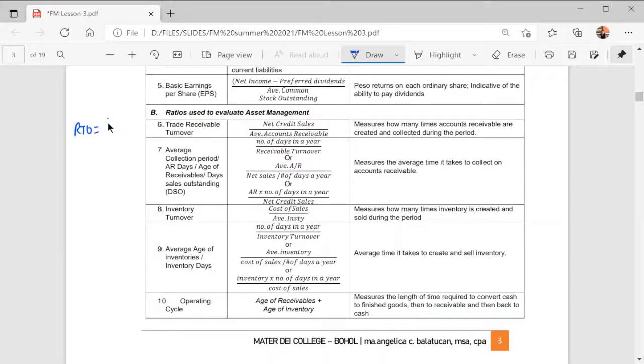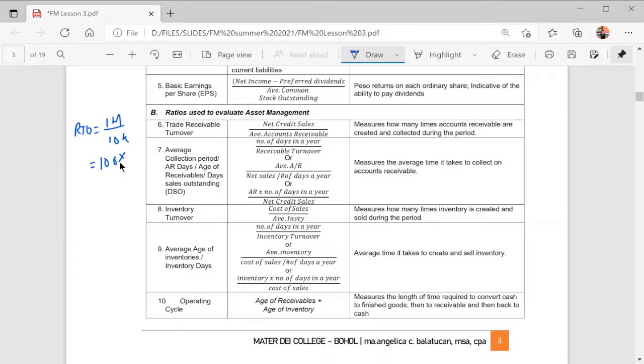So, for example, this is 1 million. Then we have your average receivables at 10,000. So that would be 1 million divided by 10,000. So that's 100. Right? So this means 100 times it was generated within the year.